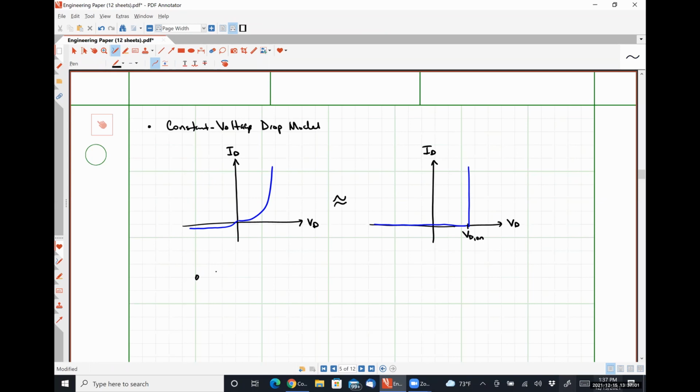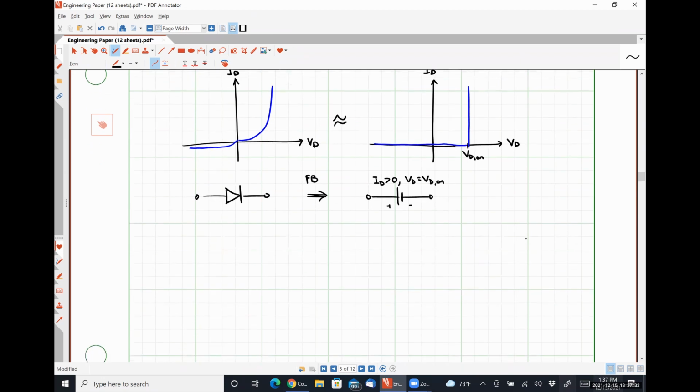So under forward bias conditions, we are replacing our diode with a battery. So we're saying that ID is greater than 0 and VD is exactly equal to VD on.